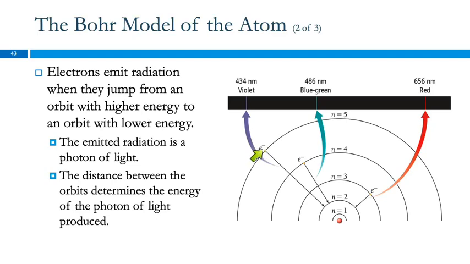So when it jumps from the fifth orbit to the second orbit, it releases energy corresponding to 434 nanometers of light, so violet light. When it goes from the fourth level to the second level, it gives off this blue-green light. And from the third to the second, it gives off the red light. This is a longer wavelength that's lower energy. This is a shorter wavelength that's higher energy. So the emitted radiation is a photon of light, and the light has a different amount of energy. And so because there are only fixed transitions possible, we only see particular colors of light.